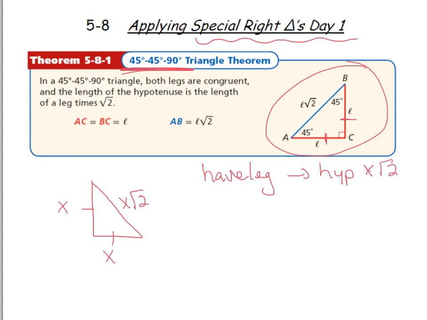Let's say you don't have the leg. Let's say you have the hypotenuse. To find the leg, you're going to divide it by the square root of 2. So, multiply by the square root of 2, divide by the square root of 2.